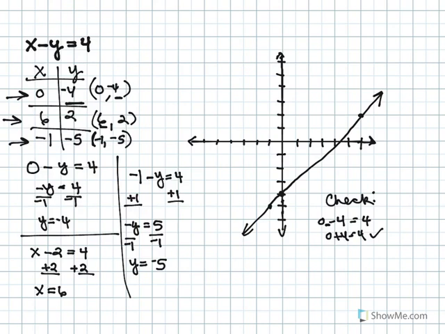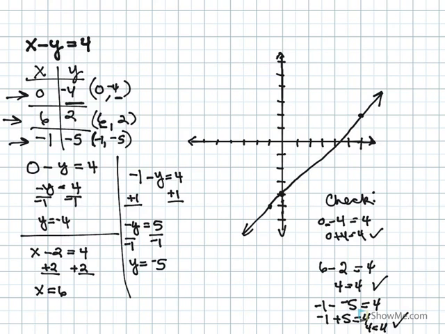Check. 6 minus 2 equals 4. 4 equals 4. Check. -1 minus -5 equals 4. -1 plus 5 equals 4. 4 equals 4. Check. So all of those solutions substitute into the original problem to give me a true statement. That's how I know they're correct. That's how I know they're solutions.